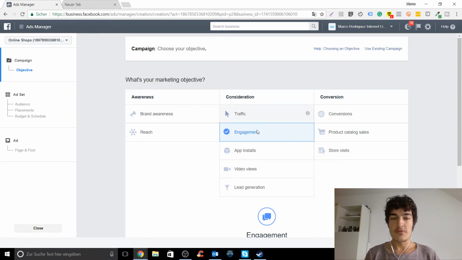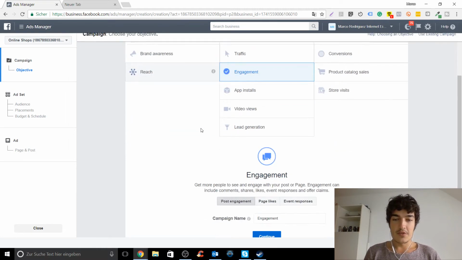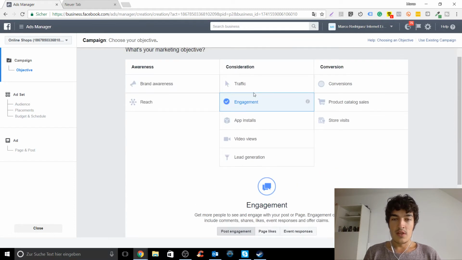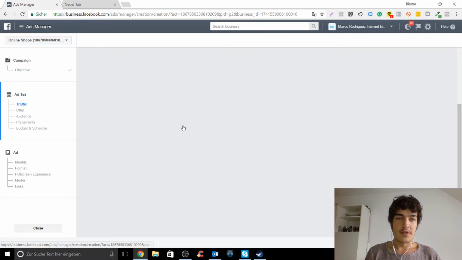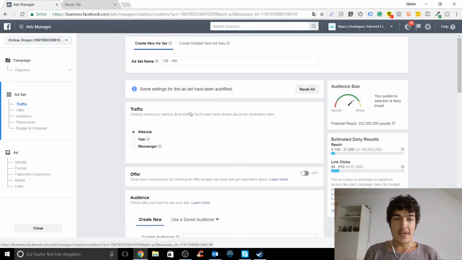So I would start with traffic or engagement. If you have proper conversion data, so a lot of conversions for your pixel for the store, then of course you can also go with conversions, ATC or purchase. Let's in this example just start with traffic for now, and we keep all the names. It doesn't really matter.